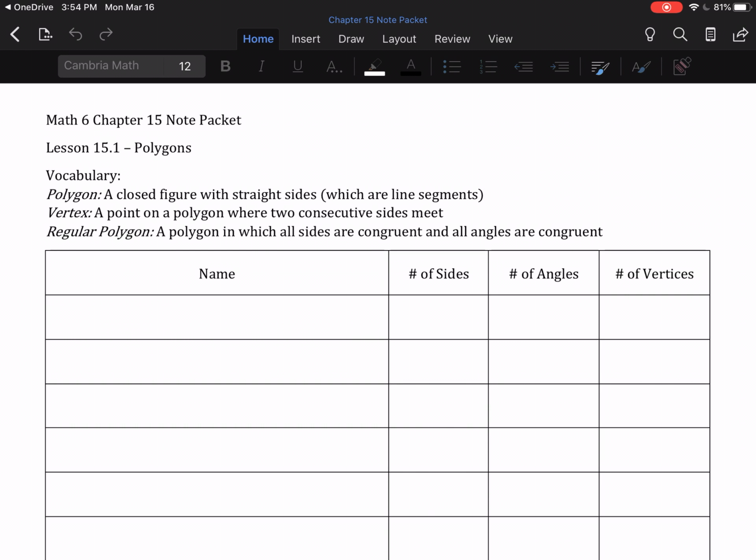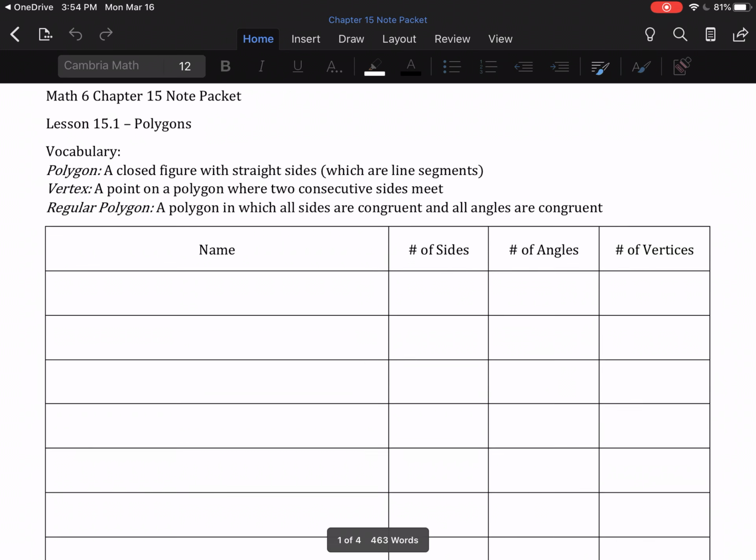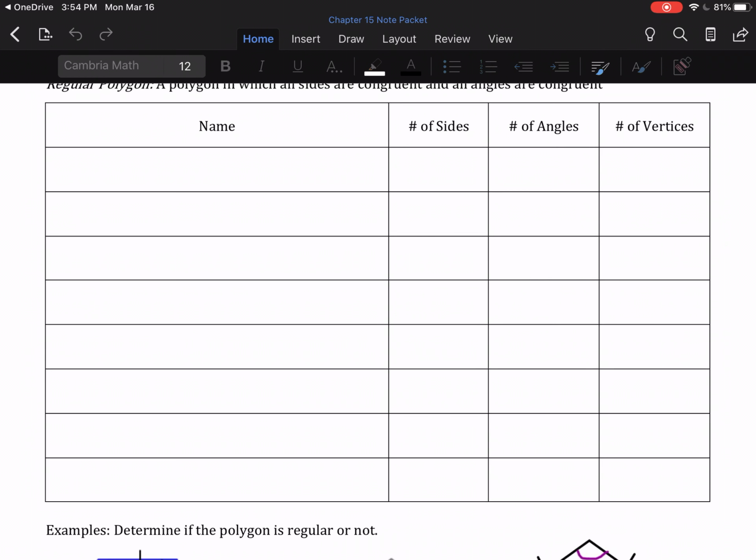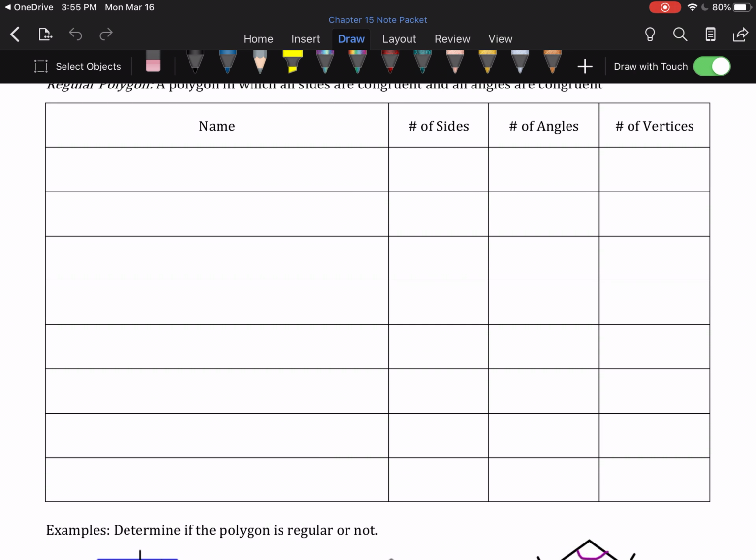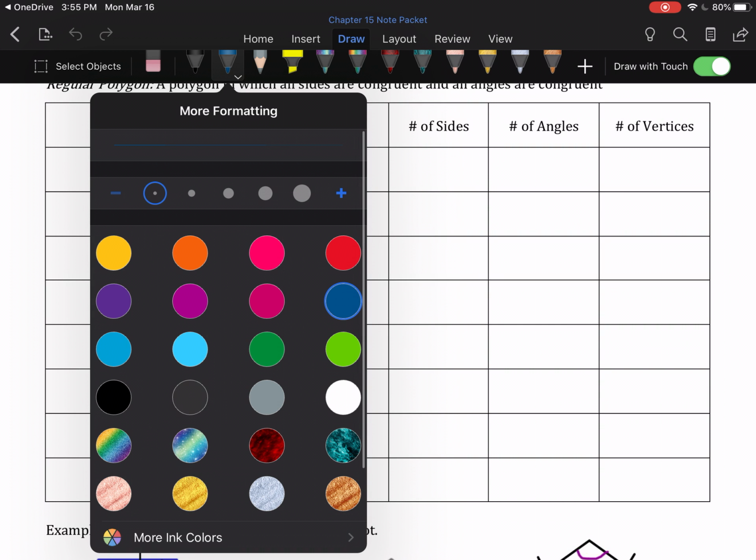So what we have here is a table that we're going to fill in. And we're going to put down the names of a bunch of polygons, how many sides they have, how many angles they have, and how many vertices or corners that they have. There will be a pattern. You'll see it very quickly, and you'll get very bored with it. But that's okay.